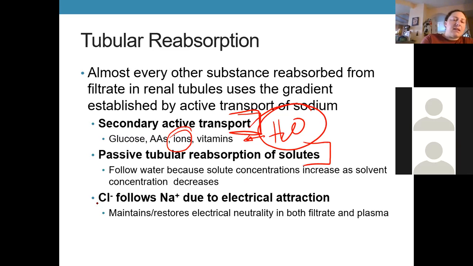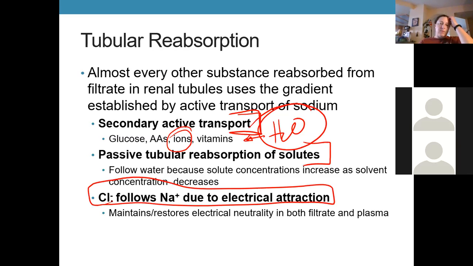The chloride actually follows sodium because of electrical attraction. So because it's the major negative ion, it follows the sodium, because as the sodium leaves, the filtrate is more positively charged, so then its negative charge favors it moving into the cell as well.